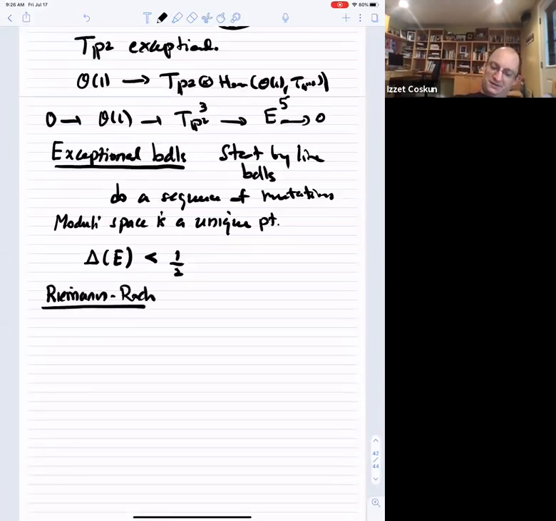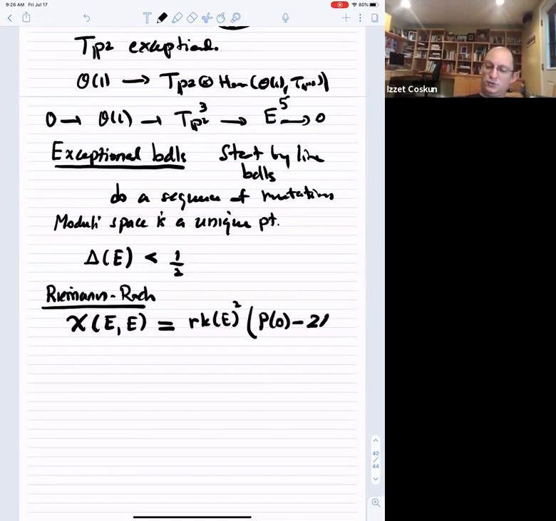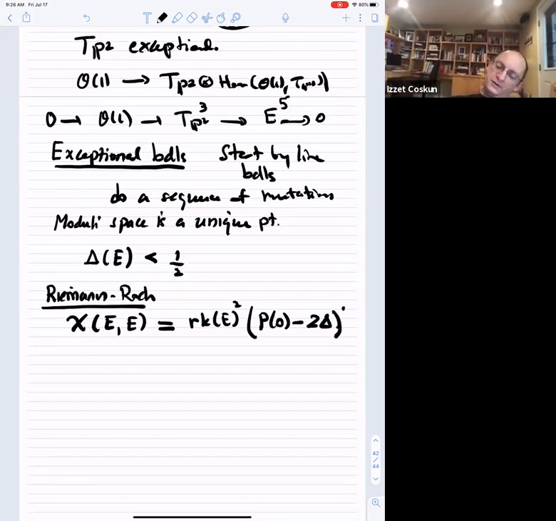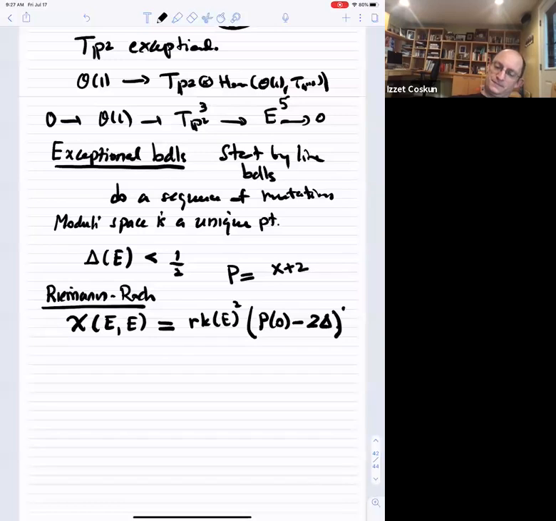I suppose what I should have done is I should have told you what Riemann-Roch here is, but if we look at chi(E,E), right, then this is the rank of E squared times P of 0 minus 2 delta. Okay, P here is of course, x plus 2 choose 2, right? P of x is x plus 2 choose 2.